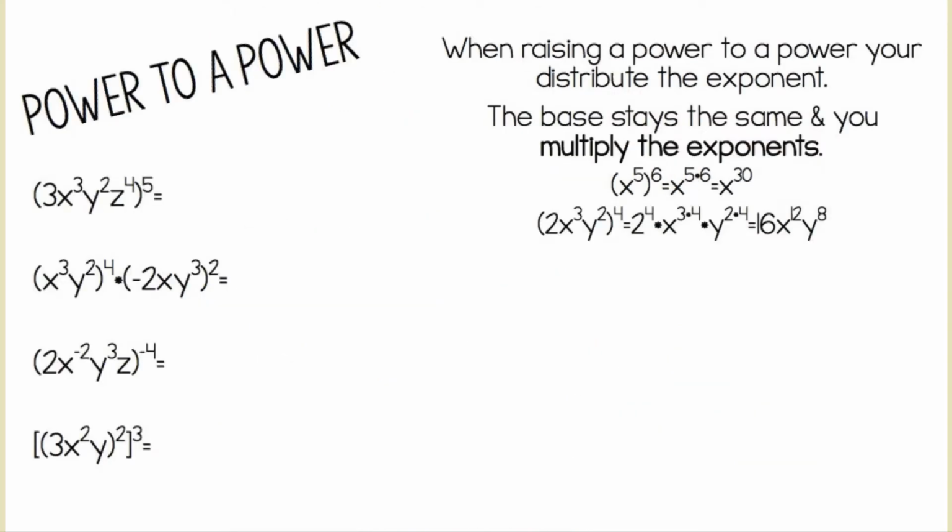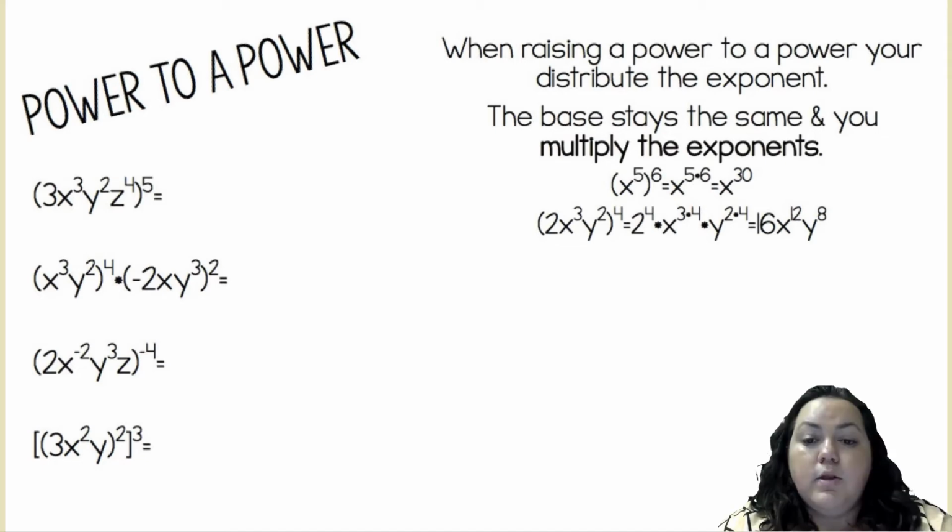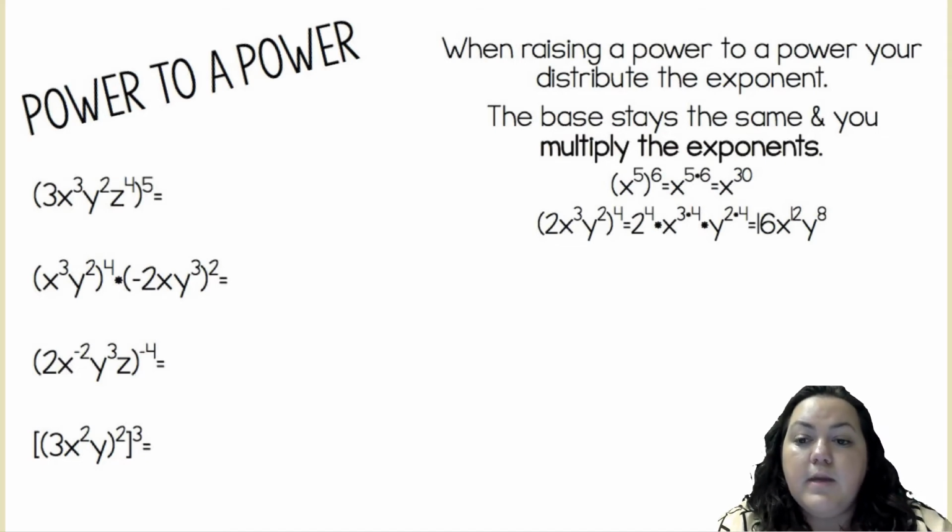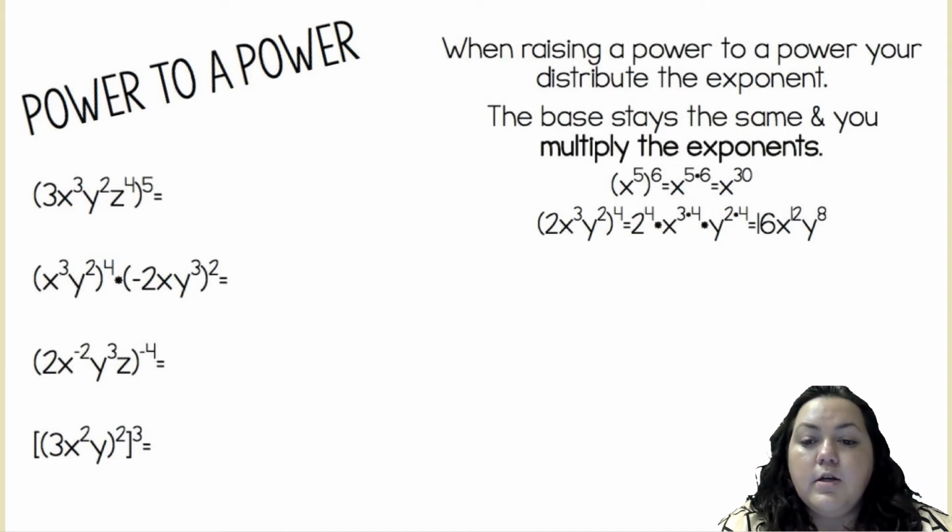All right, raising a power to a power. When raising a power to a power, you distribute the exponents. So the base stays the same, and you multiply the exponents. So x to the 5th raised to the 6th, you would do 5 times 6, so it would be x to the 30th.